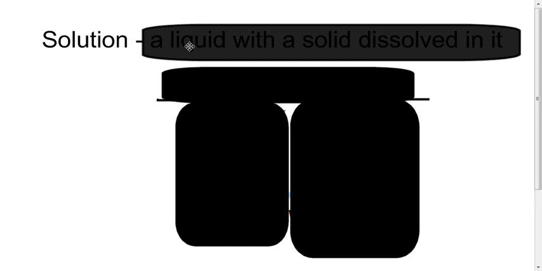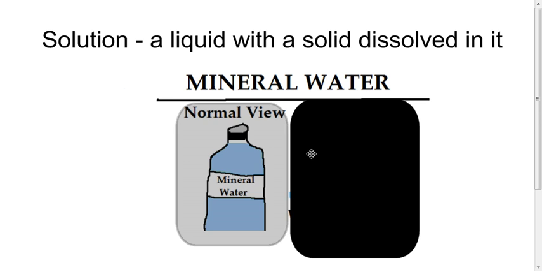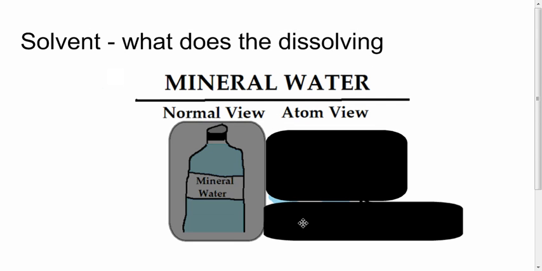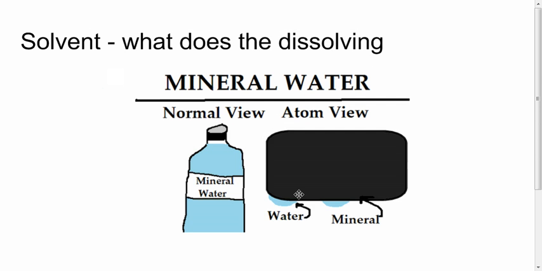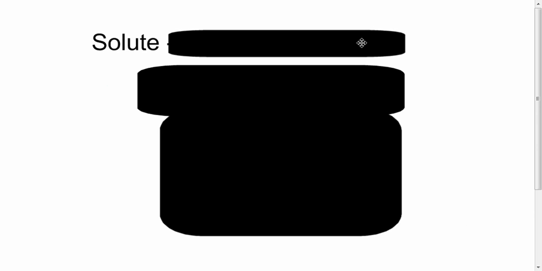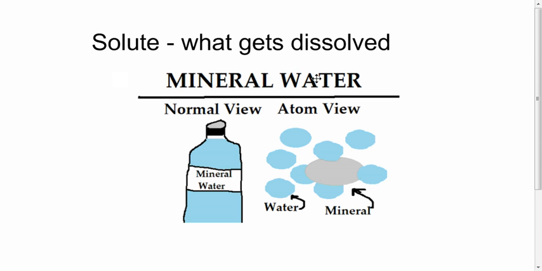A solution is when you've got something dissolved in something else, like mineral water. Mineral water, is it a solution? It's got minerals dissolved in the water. The solvent is what does the dissolving. In the mineral water, the solvent is the water, and the mineral is the solute. And the solute is what gets dissolved. In the mineral water example, the minerals are the solute.